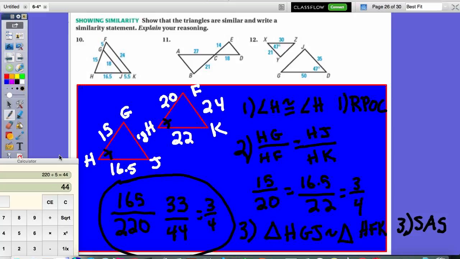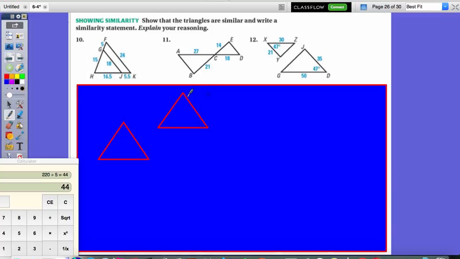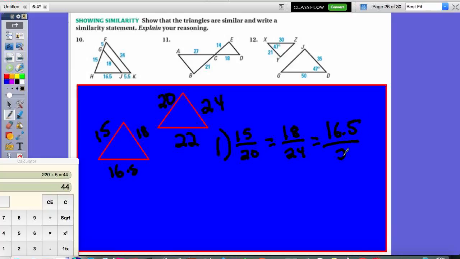In class yesterday, I know in 3rd, 4th, and 5th period, I'm not sure about 2nd period, I know I did not do this one in 1st period, I also did these by setting up the side ratios. This was 15, this was 20, this is 18, this is 24, this is 16.5, this is 22, and I set up all of the side ratios. So 15 over 20, 18 over 24, 16.5 over 22, all equaled 3/4.